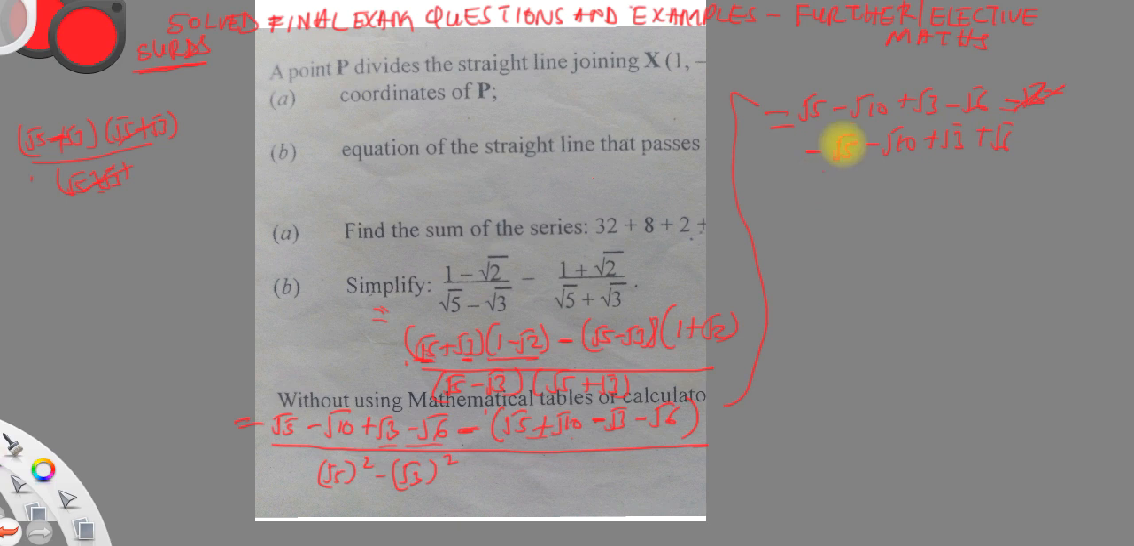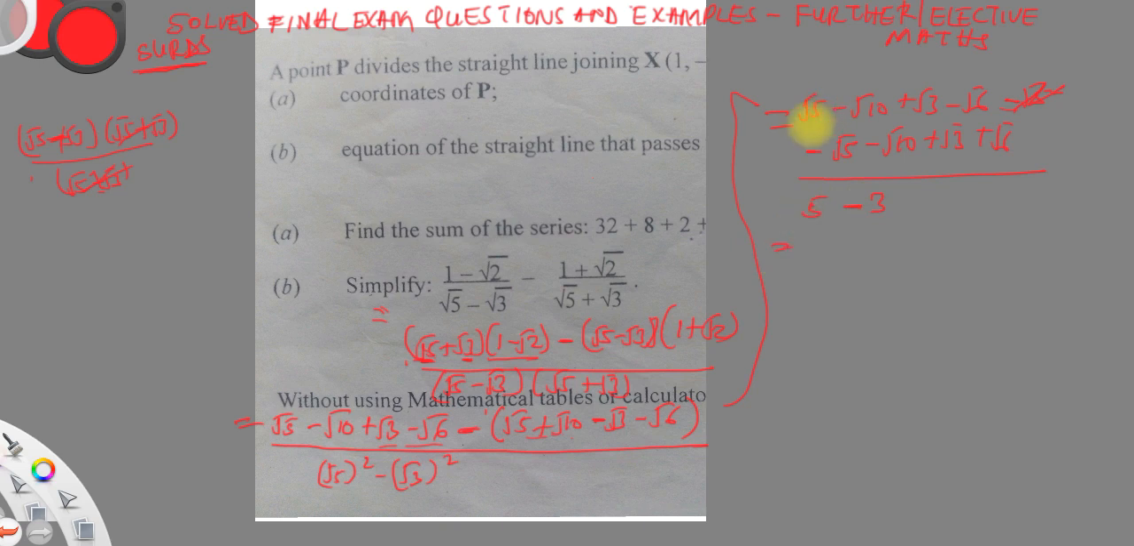And then all over square root of 5 all squared. Square root of 5 times square root of 5 is square root of 25, so at the end you get 5. And then minus square root of 3 squared, which is square root of 9, which is 3. That is what you get, okay?